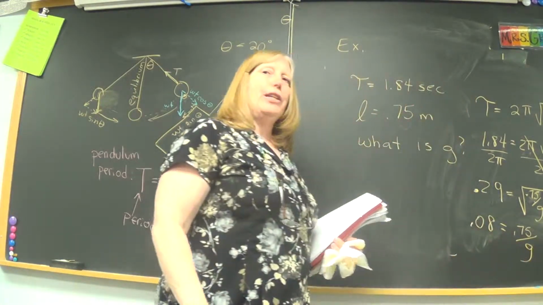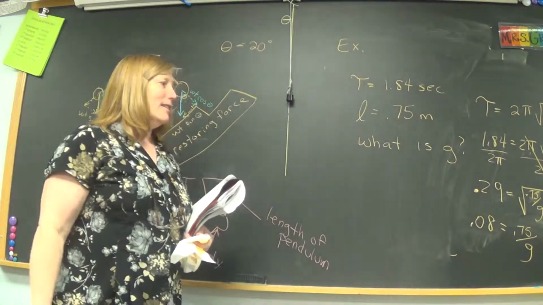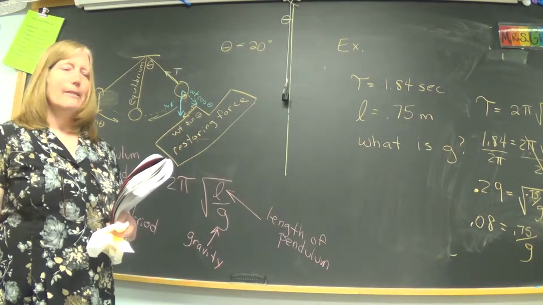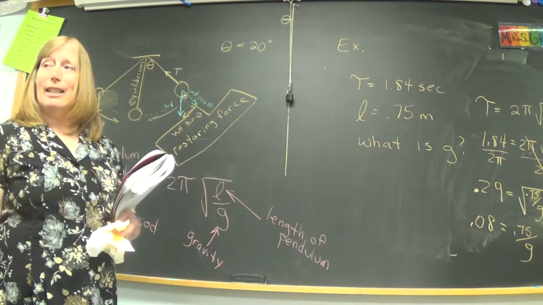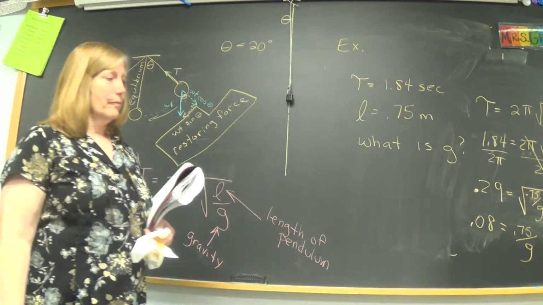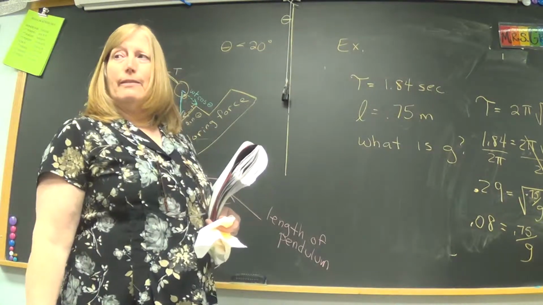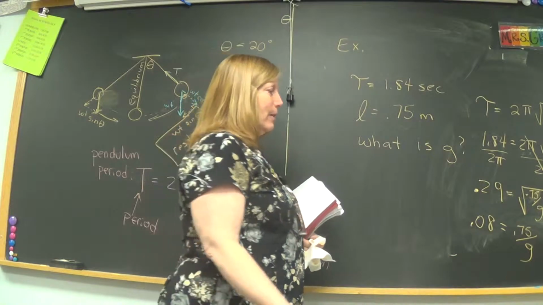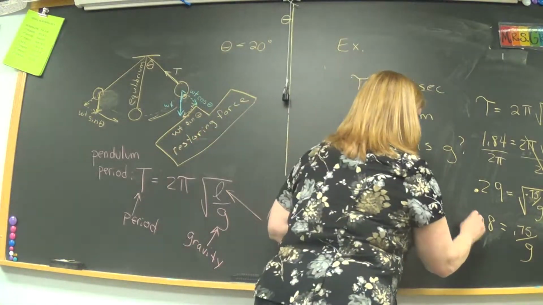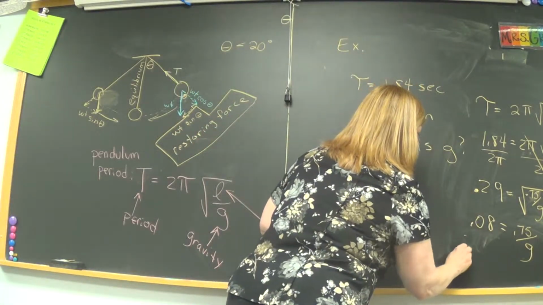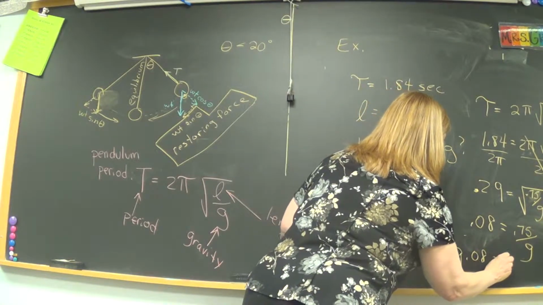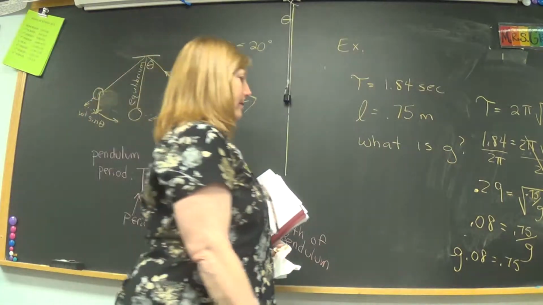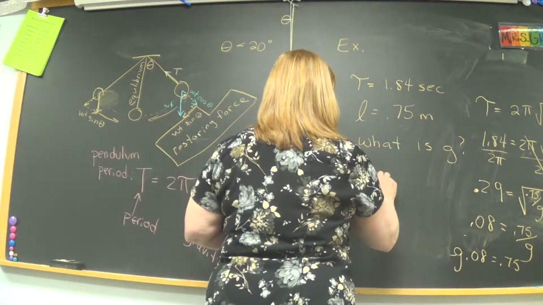How do we solve for g when it's in the denominator? You can multiply by 1 over 0.75 on both sides, right? And what happens to the g then? It will just be alone, isolated. Multiply both sides by g and then divide 0.75 by 0.08. So that's 9.4. Okay, not bad. Meters per second squared.